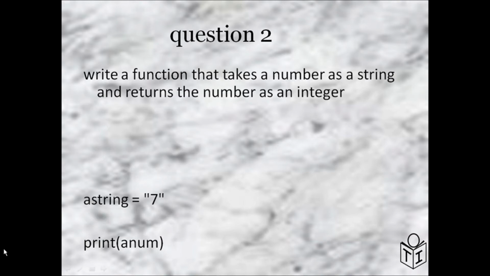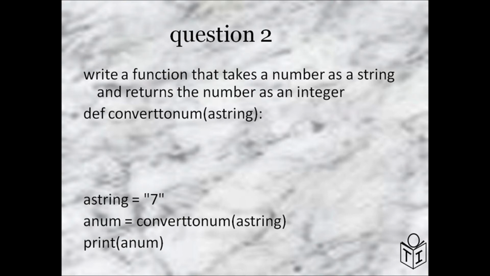Question 2. Write a function that takes a number as a string and returns the number as an integer. So here we create the string called a_string, and at the end we want to print a number. So we're going to call this a_num. We have to call the function. The name here is convert_to_num. We're going to pass it a string, but we're actually going to return a num.